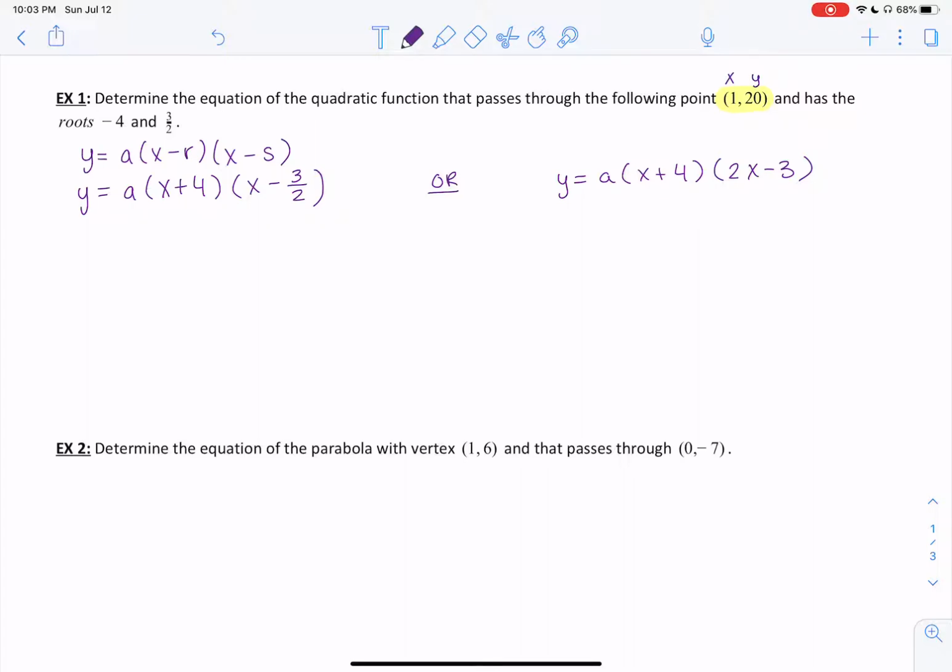So I'm going to use the one on the right just because it's the grade 11 way to do it and I don't want to have to deal with the fractions. If you're more comfortable just subbing in the root and dealing with the fraction, you can absolutely do it that way too. So instead of writing a y, I'm going to write 20. Instead of writing an x, I'm just going to write 1.